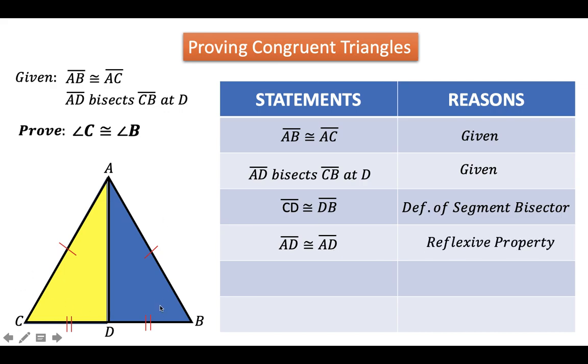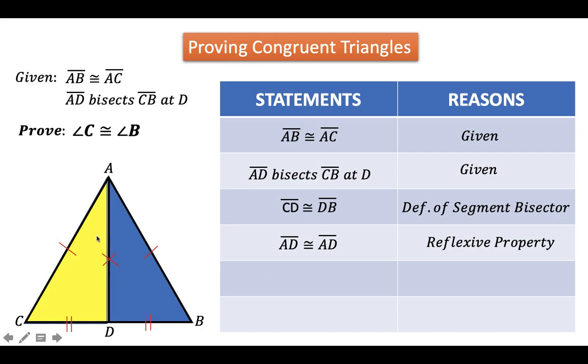Notice that this big triangle here is divided into two triangles, the yellow triangle and the blue triangle, wherein they share one side, which is the side AD. So of course, we know that AD is congruent to itself because this AD is shared by these two triangles. So we can mark this side AD, which is congruent to itself.